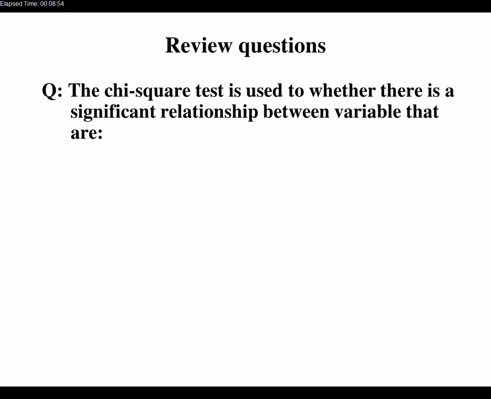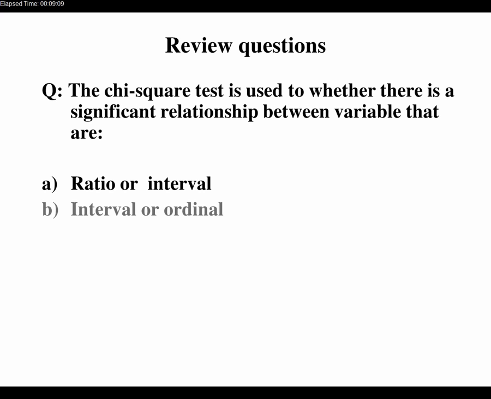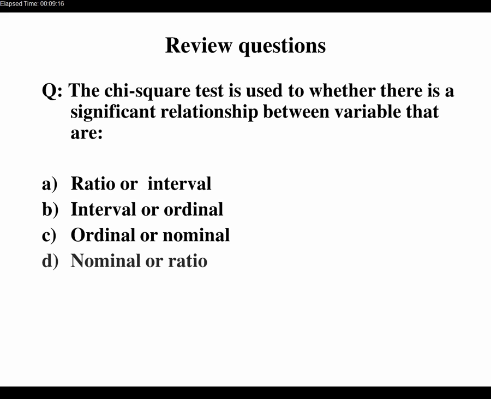Question. The chi-square test is used to determine whether there is a significant relationship between variables that are what? Ratio or interval? Interval or ordinal? Ordinal or nominal? Or nominal or ratio? All right, let's see if you get this one. What's the answer? That's right, it's ordinal or nominal.